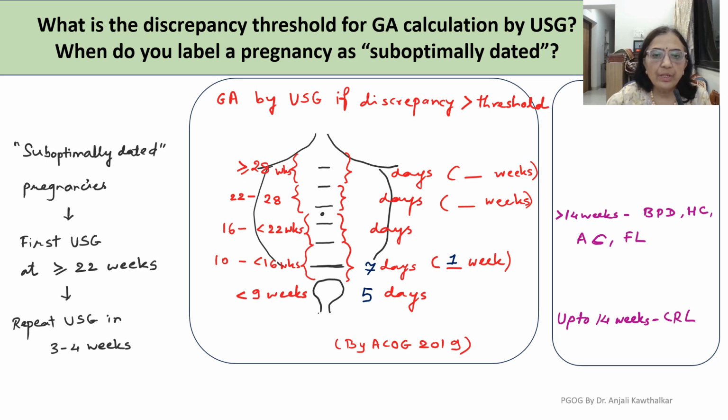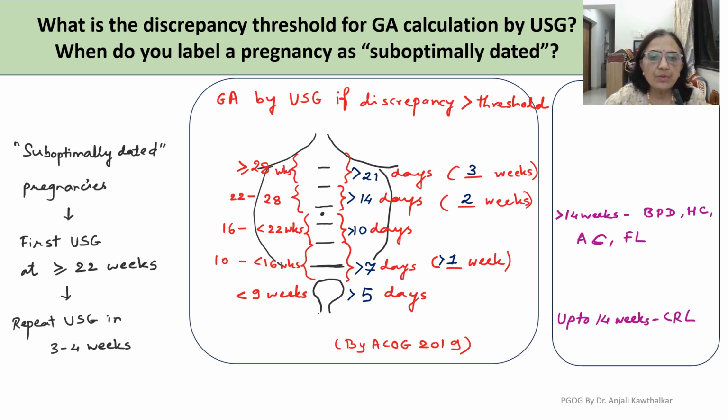Now for 16 to 22 weeks, the discrepancy threshold is 10 days. That means a discrepancy greater than 5 days, you rely on ultrasonography. Greater than 7 days, or greater than 1 week, from 9 to 16 weeks, you rely on ultrasonography. Greater than 10 days for 16 to 22 weeks. Here it is greater than 14 days for 22 to 28 weeks, that is 2 weeks, and after 28 weeks it is greater than 21 days, that is 3 weeks. So it is easy to remember: 5, 7, 10, 14, 21.